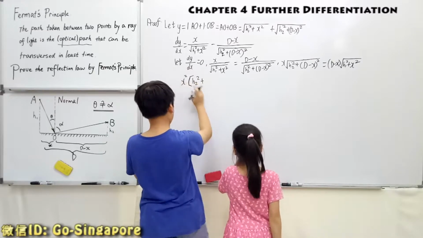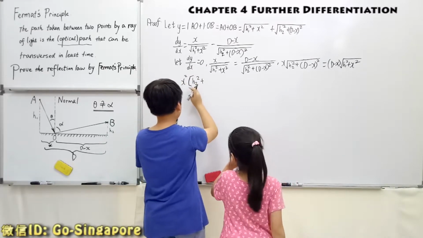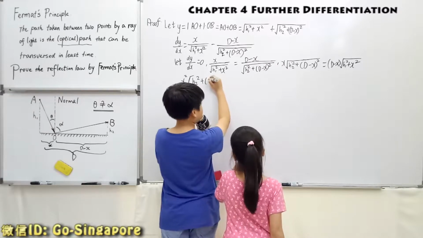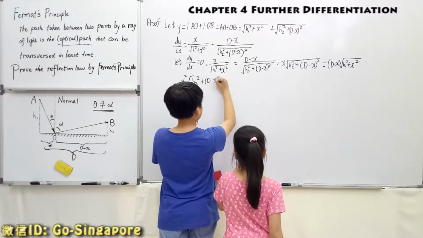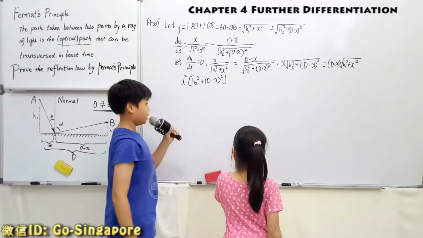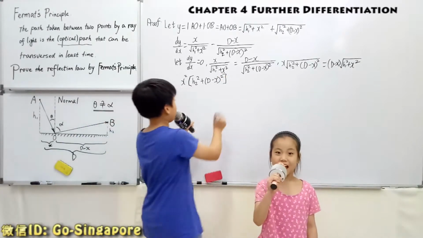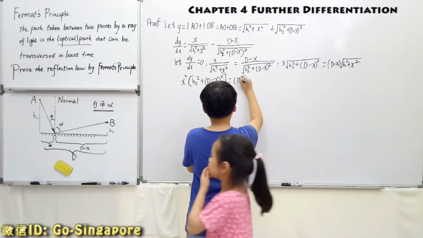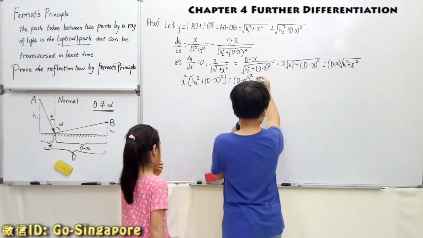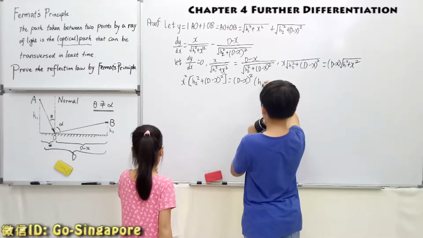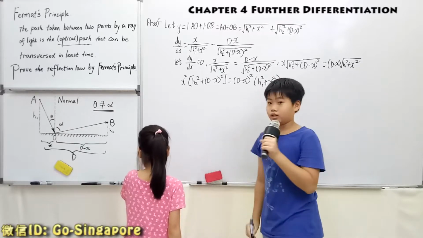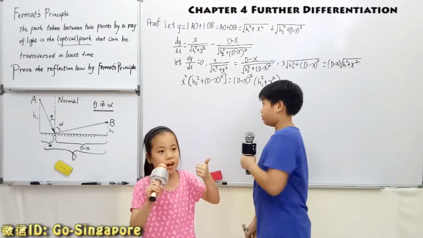So here it is x bracket h2 squared plus this bracket d minus x squared, then you need another bracket. And this is bracket d minus x squared, then this is times h1 squared plus x squared. Then here is the bracket.